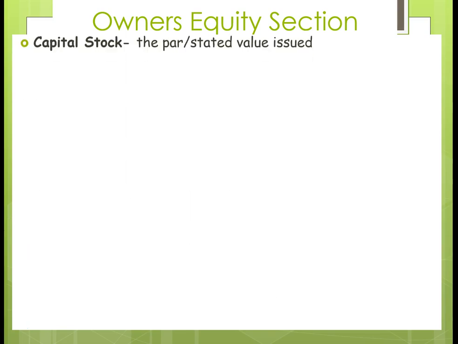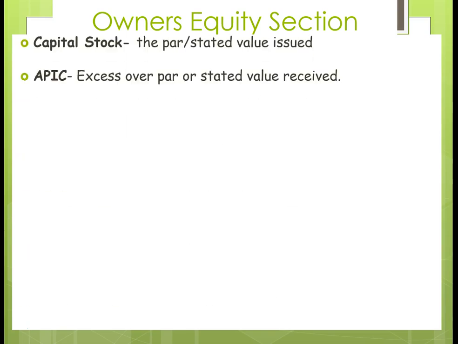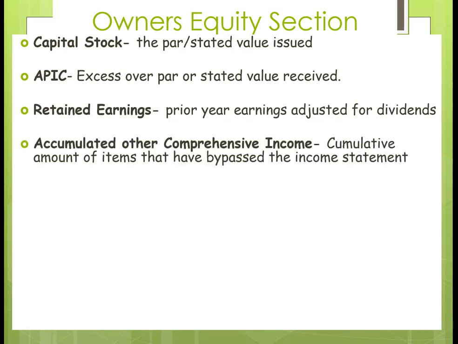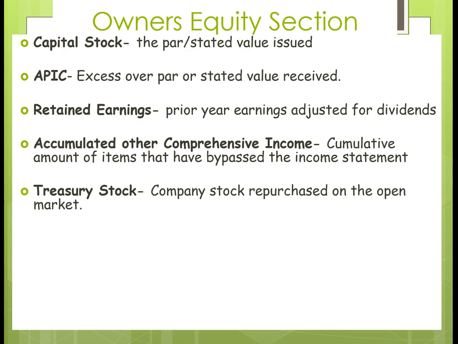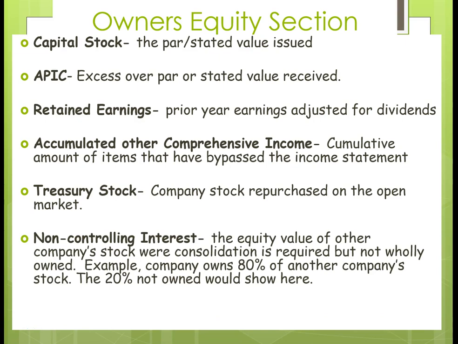Now the owner's equity section. We have capital stock, we have additional paid-in capital, we have retained earnings, we have accumulated other comprehensive income. These include all the amounts that bypass the income statement. And we have our contra account of treasury stock, which is contra to equity, which is when the company goes out and repurchases their own stock. And the last thing we have is non-controlling interest. It's the equity value of other companies' stock where consolidation is required but not wholly owned.